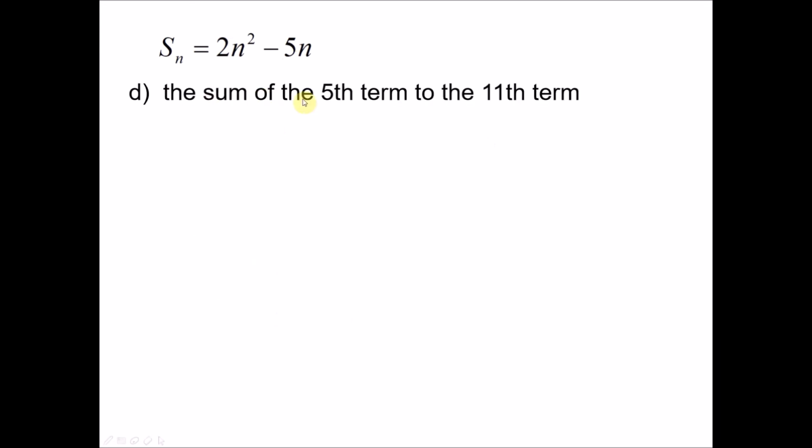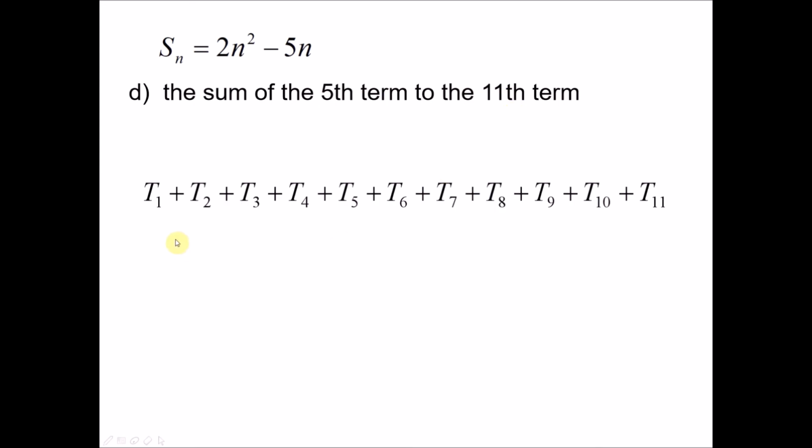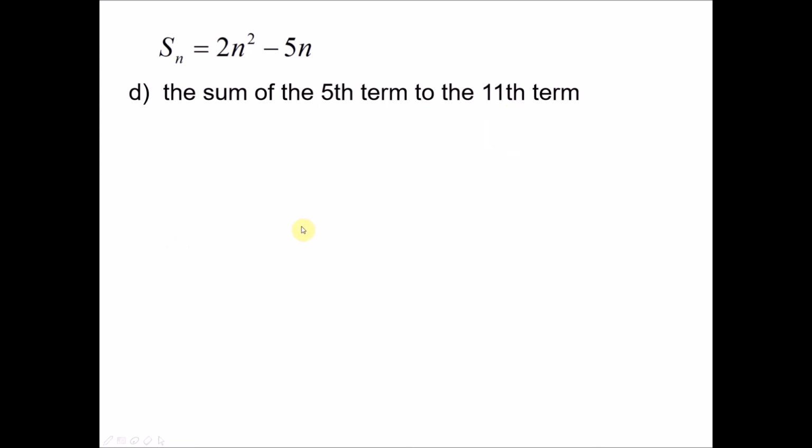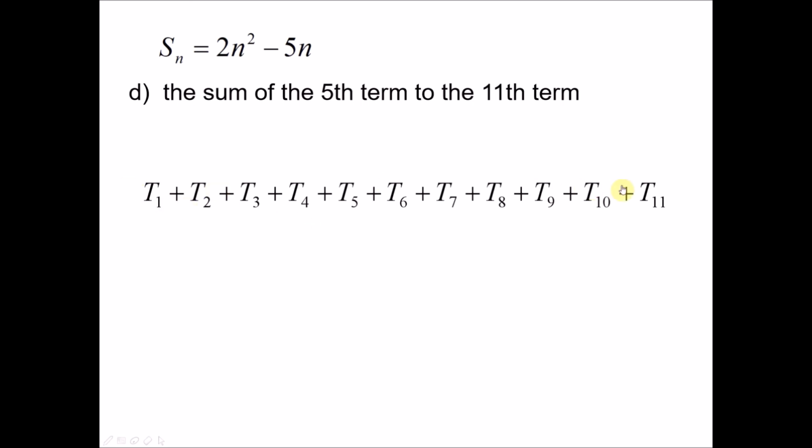Now for the last one, we find the sum of the 5th term to the 11th term. This is similar to the previous example. I use this illustration to show you. We take from T1 until T11, which is the sum of the first 11 terms. But we only want from the 5th until the 11th term added together.